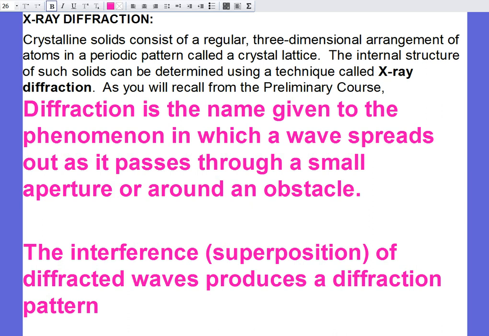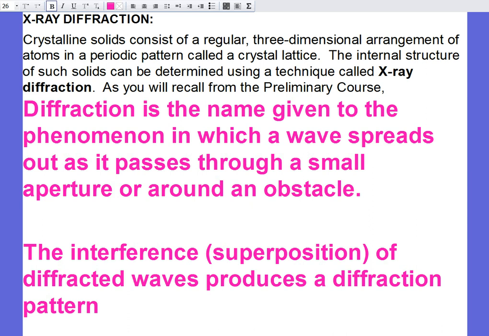But what the Braggs did, William and Lawrence Bragg, the two English-Australian scientists who won the Nobel Prize, they used X-rays to try and measure the distance between atoms in solids. And they did that using something called X-ray diffraction. Now, before we go into what they did, it's important we revise what diffraction is. We learnt this in the preliminary course, but here it is again.